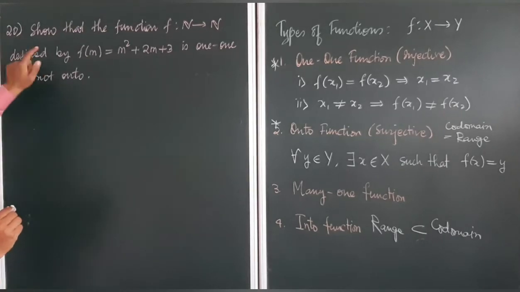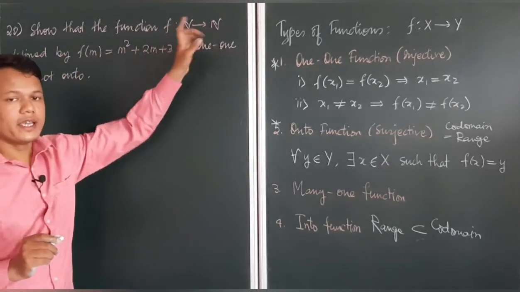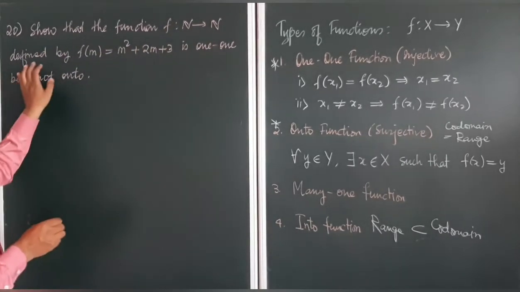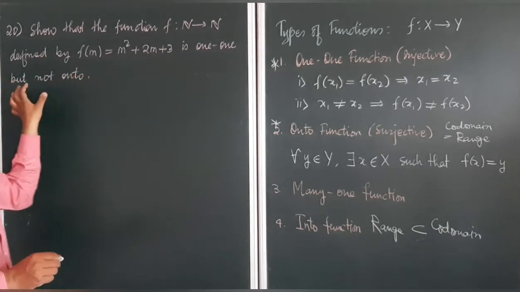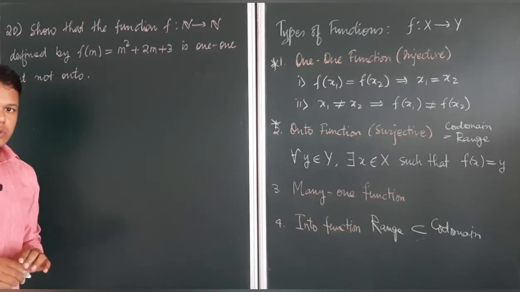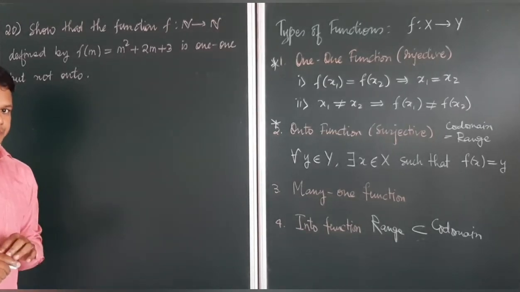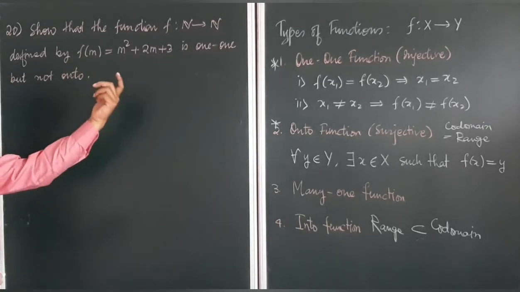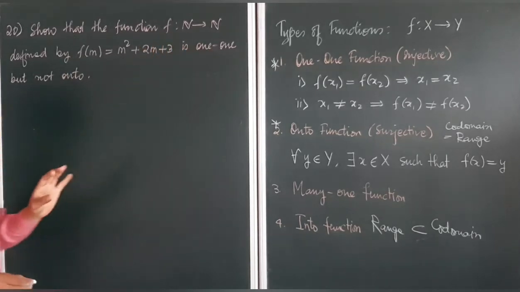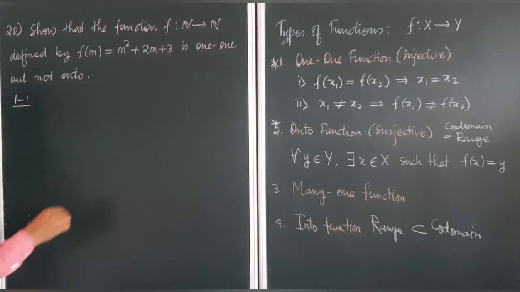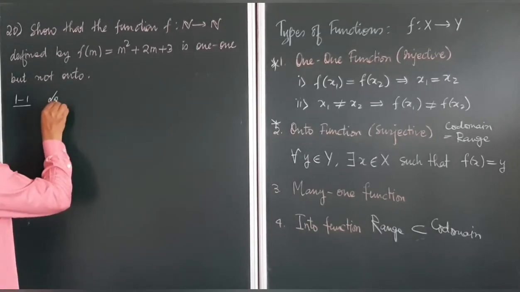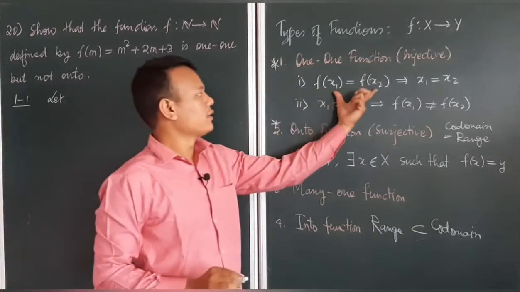Next, we need to show that the function f from N to N, where N stands for the set of natural numbers, defined by f of m equals m square plus 2m plus 3, is 1, 1 but not onto. So let's see how to do this kind of sum. The first part is simple. We need to show 1, 1. So for showing 1, 1, what do we do? We take this, isn't it?